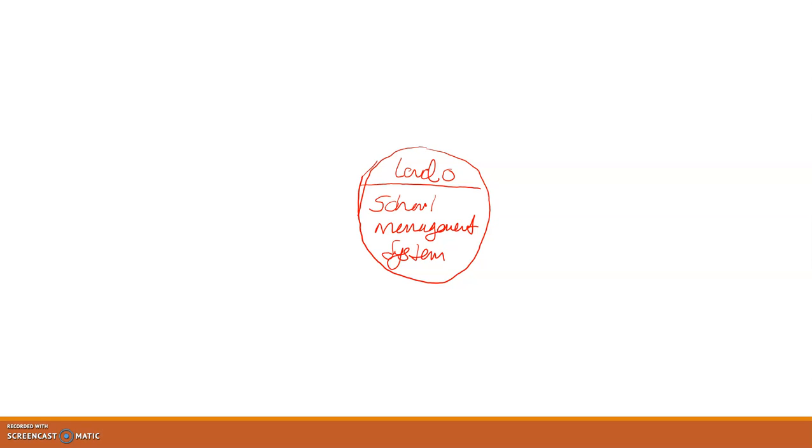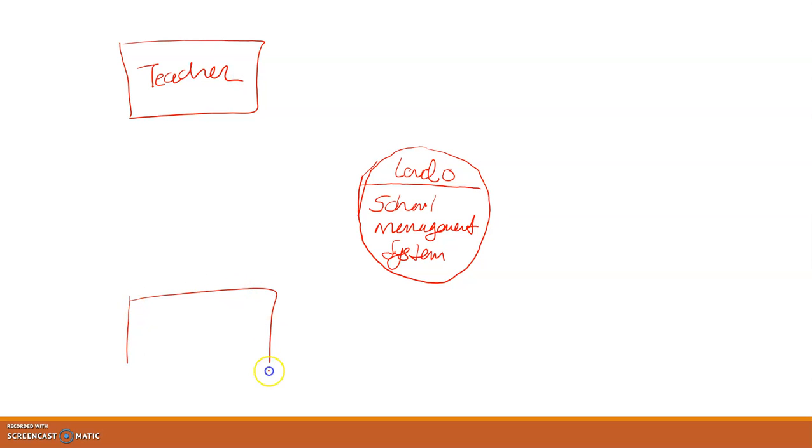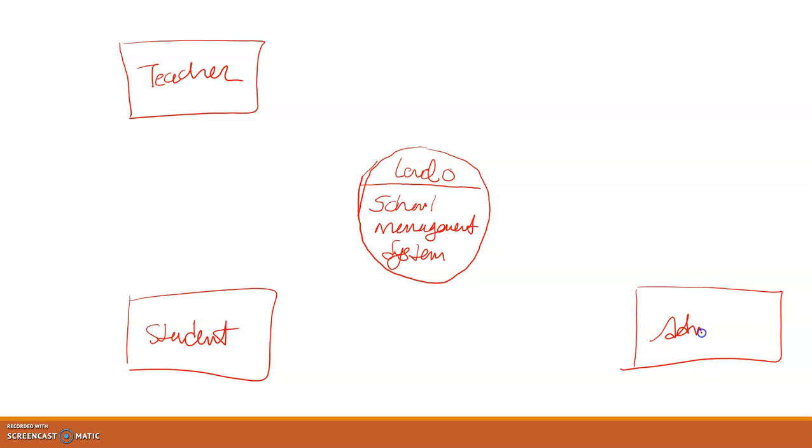After drawing this, you need to draw the entities, right? So I have a teacher, then I have a student, then admin, and let's say parents. So these are the 4 entities which can use this system. So after drawing the system process, you need to draw the entities.